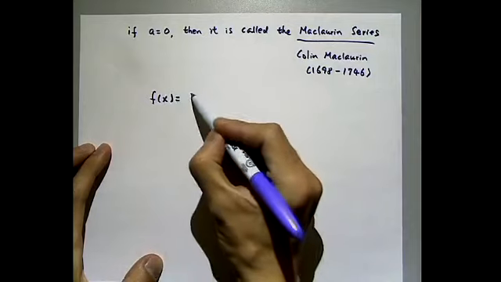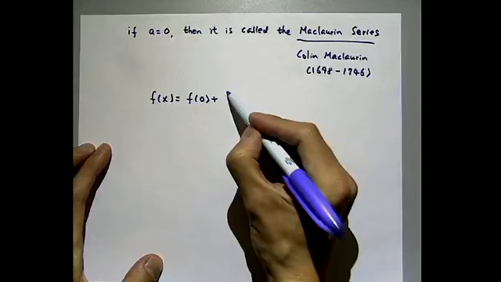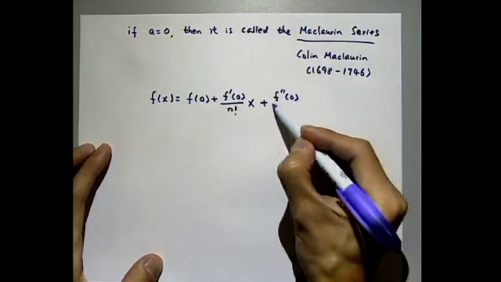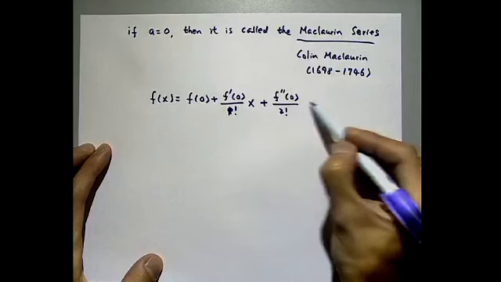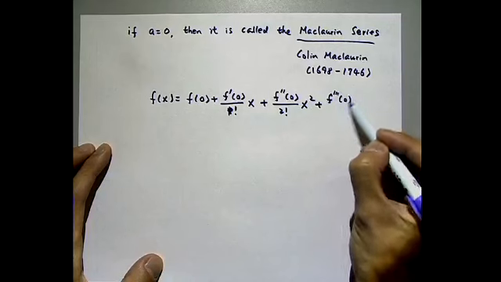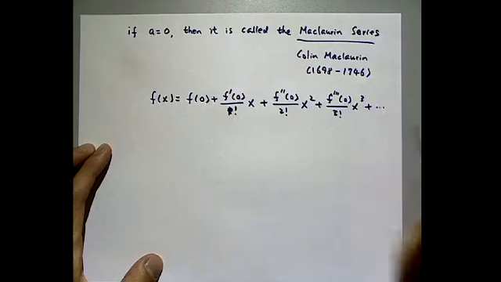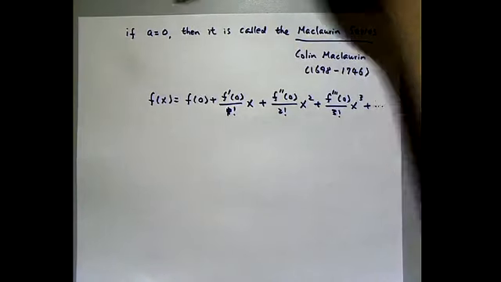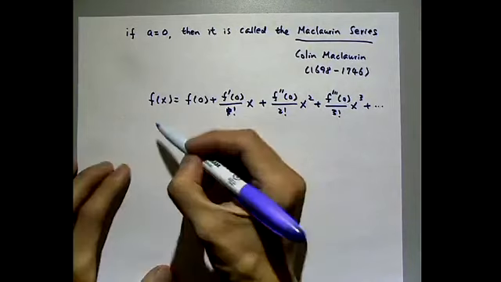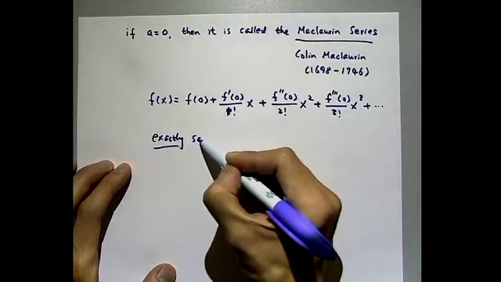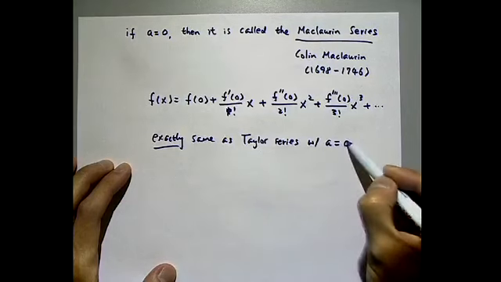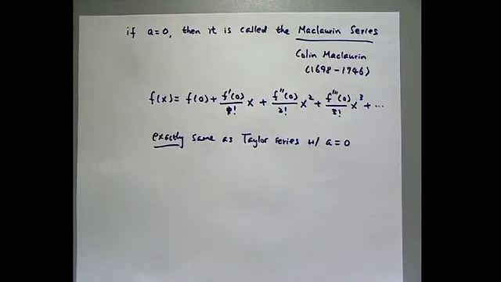So here's what the Maclaurin series looks like. It's the same as Taylor, except all the a's are 0. Exactly the same as Taylor. It's a special case of the Taylor series when a is exactly equal to 0, right? So if you know one of them, you know the other.